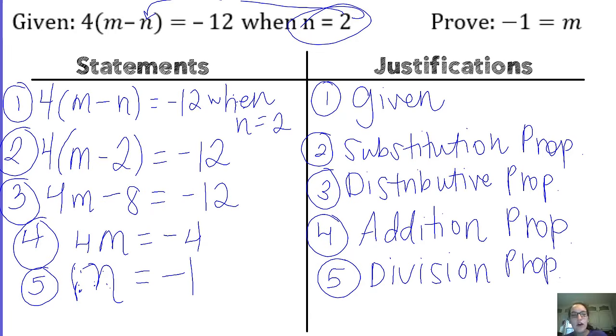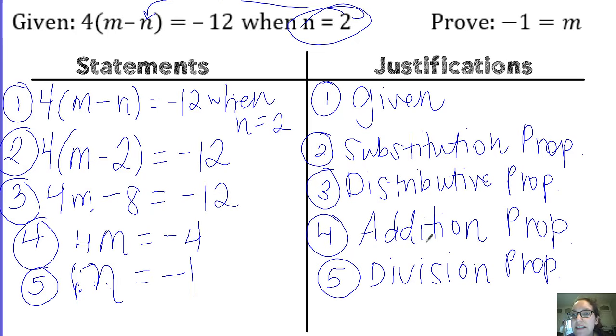So you might be thinking, okay, I'm done with my proof. Not exactly. Always go check the proof statement that it gives you. The last step of your proof must match the proof statement exactly. It must be identical. So our last statement says m equals negative 1.